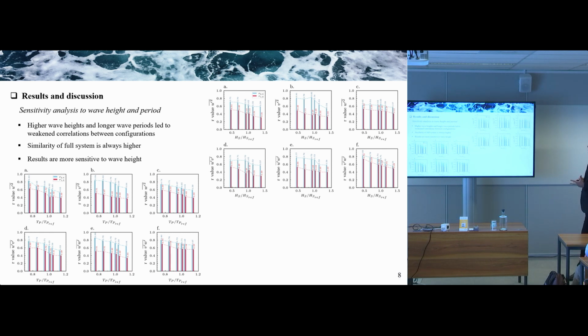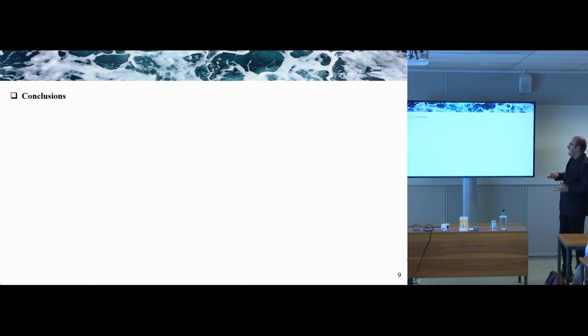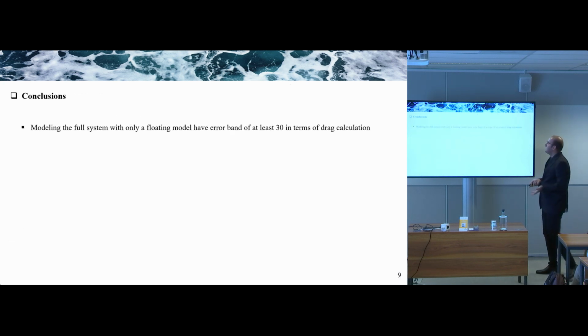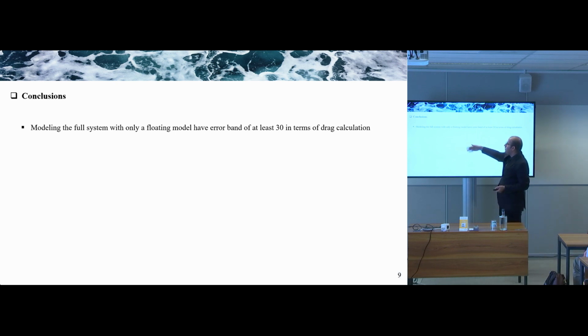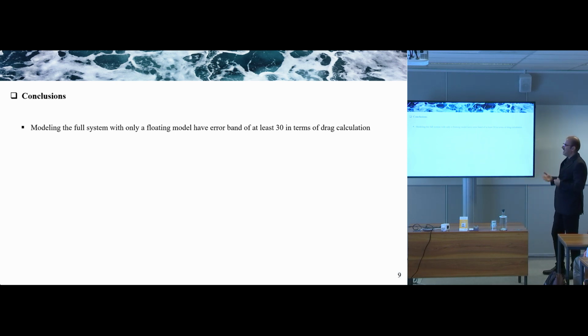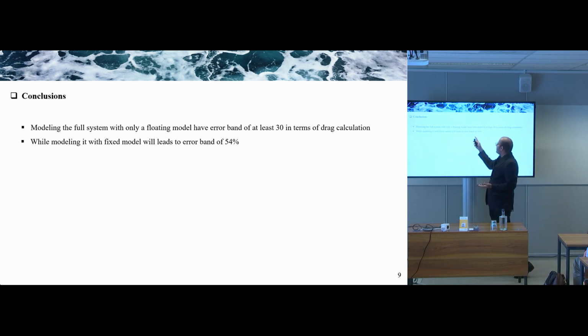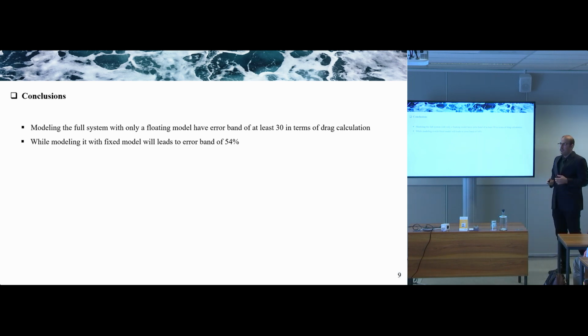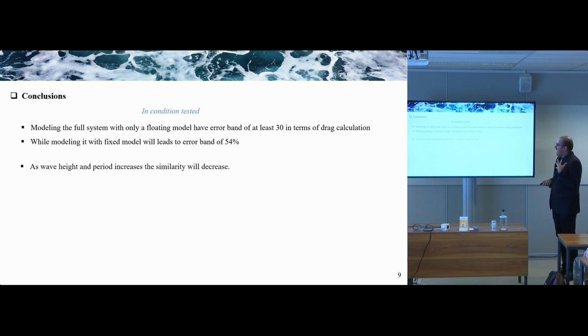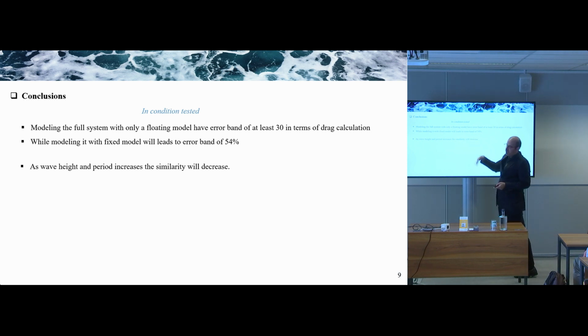Well, if you want to conclude all the results that I've presented to you, we can say that modeling the full system with only a floating model could result in an error band of at least 30% in terms of the viscous drag estimation, while modeling it with a fixed model will lead to an error band of 54%. But this is all for the conditions that were tested. We need to have more floaters tested, more different wave heights and different capacity for the turbine. And as the wave height and period increase, the similarity between all scenarios will decrease further.